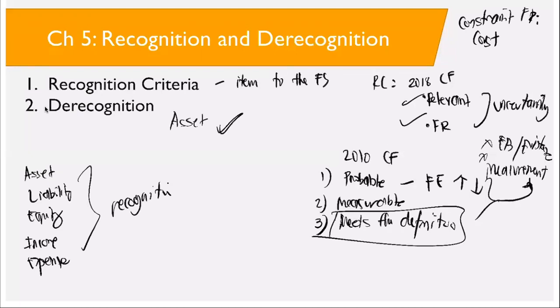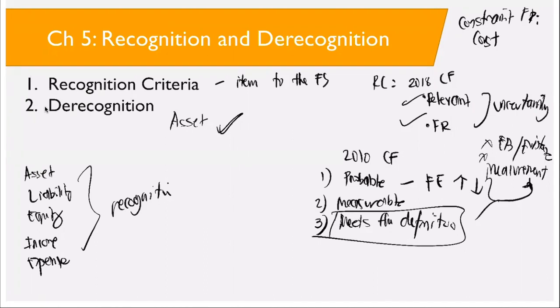So sometimes when we try to recognize items, we must also measure them, right? So if the measurement is just so hard to obtain for that particular item, and the cost of recognizing it is already greater than the benefit, then probably you should not recognize it. Okay? So one constraint in financial reporting, also applicable to your recognition, is your cost constraint.